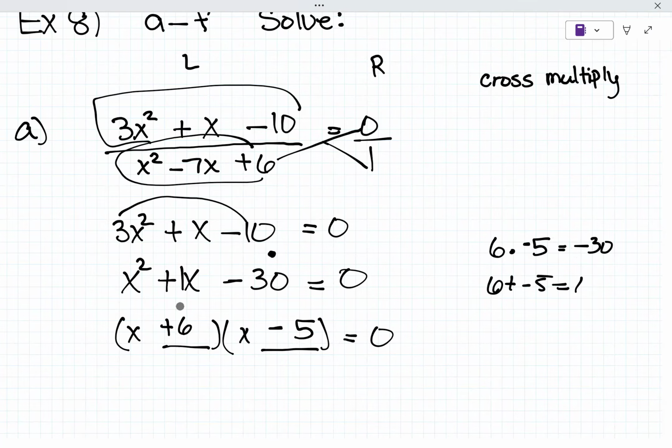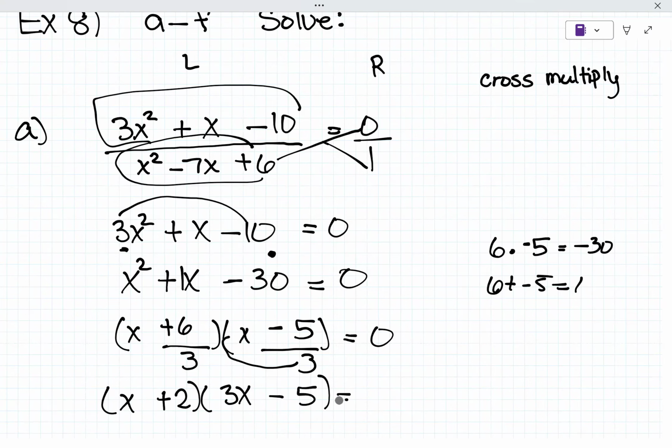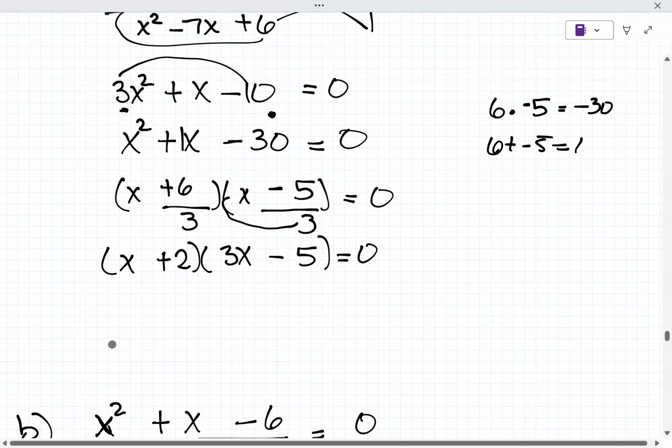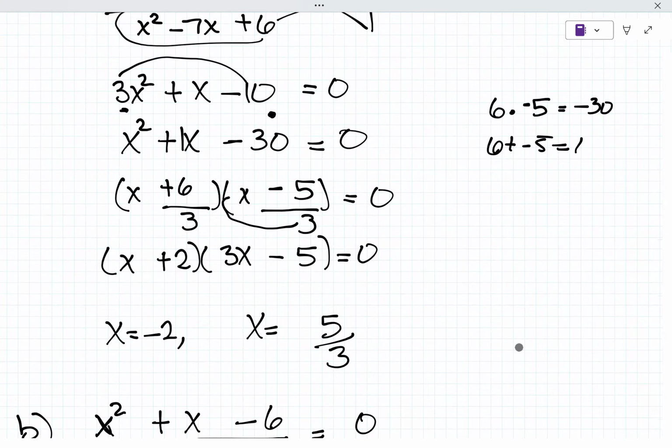Okay, and then with this a here, you're going to divide the 6 by 3, divide this negative 5 by 3. And then 6 divided by 3 is 2. And then over here, negative 5/3 is a fraction that cannot be reduced. So what you do is put the 3 in front of the x. And you actually solve, you get x equals negative 2 and x equals positive 5/3. Okay, I already checked it, both work. It doesn't make the bottom 0. So yeah, both work.